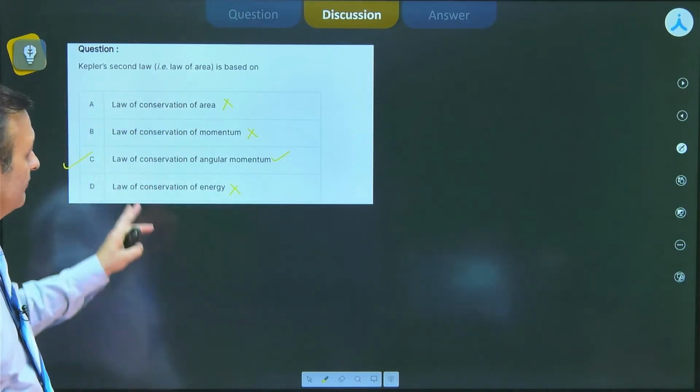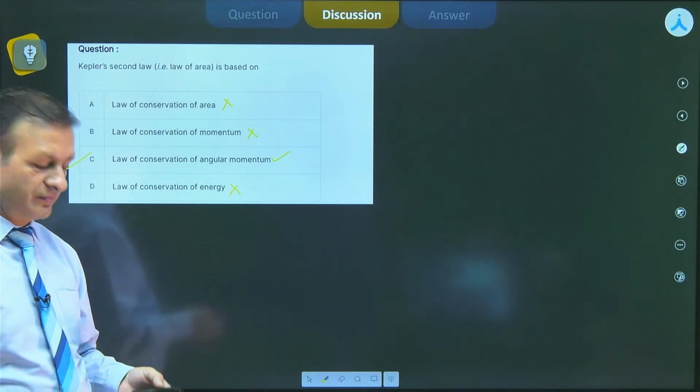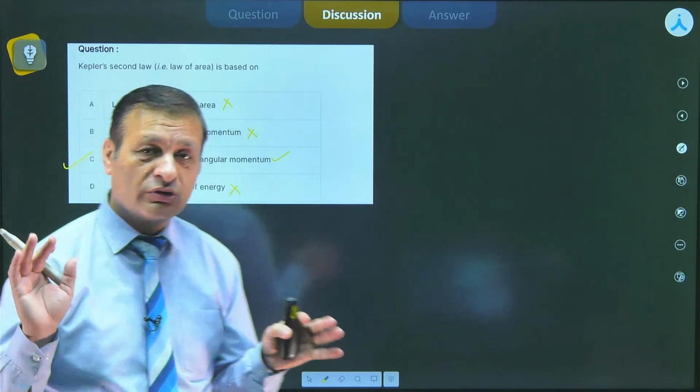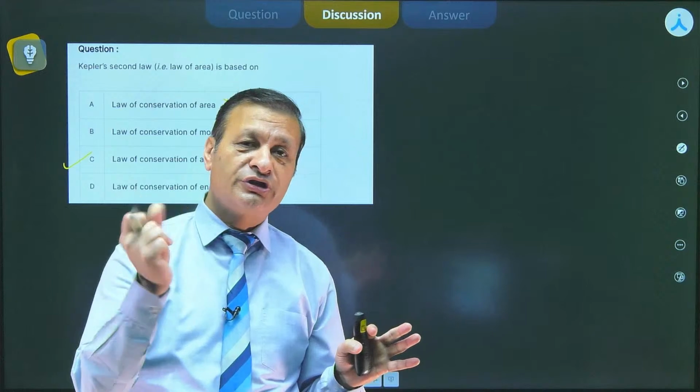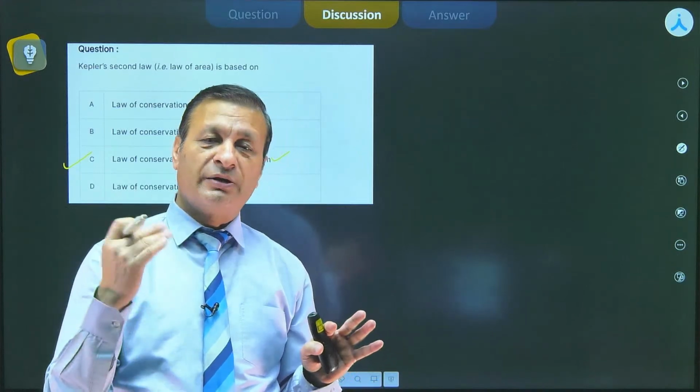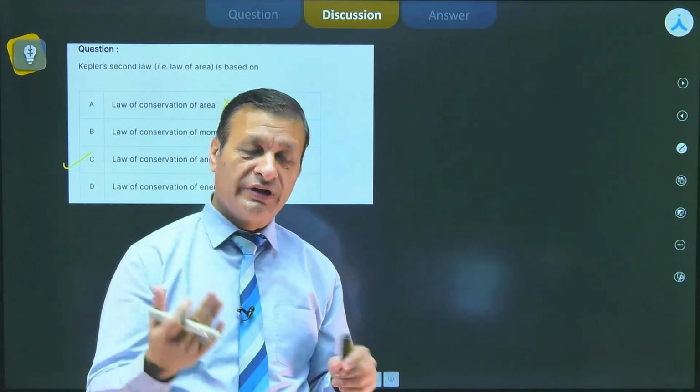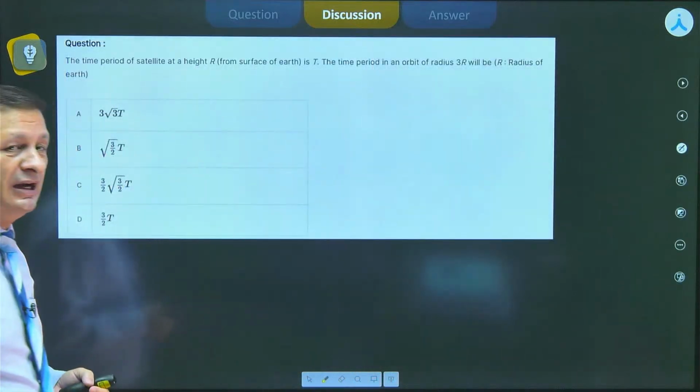So any doubt from this part? Once you are clear about the concept, then you can attempt all these questions with just one click. That is why I have given you more attention to the concept building part.